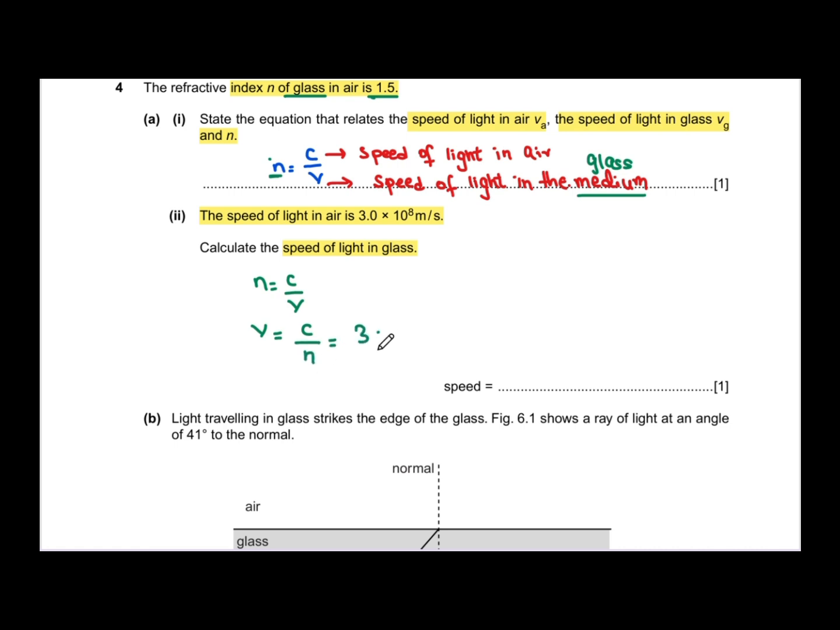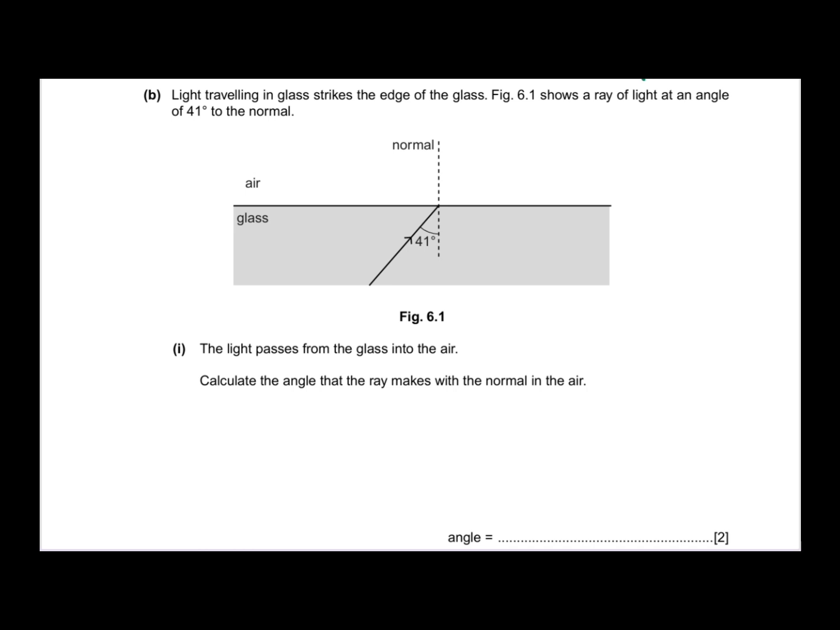Using the same equation again and arranging it with respect to the speed of light in glass, putting in the values, the refractive index of glass is 1.5. So I have written 1.5 over here, and the final answer is 2 into 10 raised to power 8 meter per second. B part is saying light traveling in glass strikes the edge of the glass. So figure 6.1 shows a ray of light at an angle 41 degree to the normal.